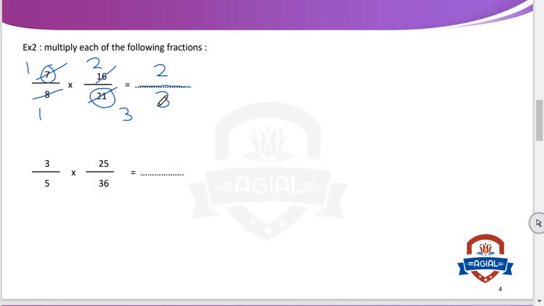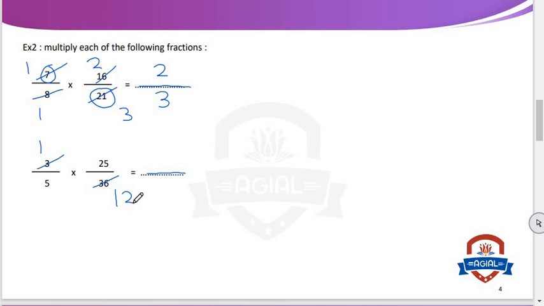Is this easy? Do you understand how to multiply it? Okay, number 2. 3 over 5 multiply 25 over 36. Okay, in here, try to find the common factor between numerator and denominator at first. 3 and 36. We can divide both of them by what? Excellent, by 3. 3 divided by 3 equal 1. 36 divided by 3 equal what? Super, equal 12.